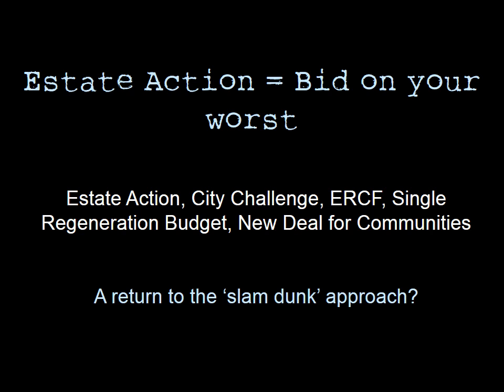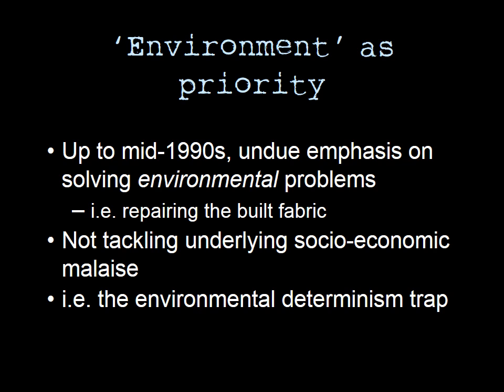That didn't really work when we did it in the 1950s and 60s, and it didn't really work in the 1980s, 90s either. The other thing was that really until the mid-90s there was a lot of emphasis on solving environmental problems, repairing the built fabric of these estates that were falling apart. They were doing little to tackle underlying socio-economic problems. So again, we have a bit of a return to the environmental determinism trap. If we make the housing better, then the estate will somehow work again. Whereas what you actually have is a lot of very vulnerable, socially deprived people living in terrible conditions. If you simply give them double glazing, they'll be slightly warmer, but still living in terrible conditions in poverty.